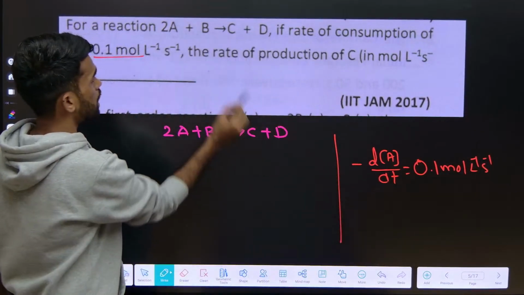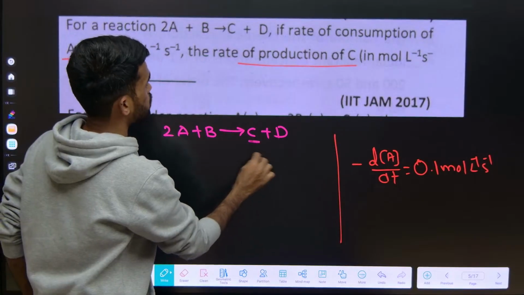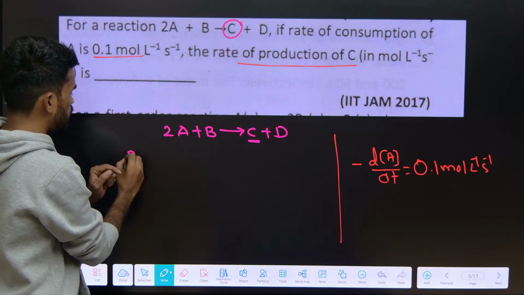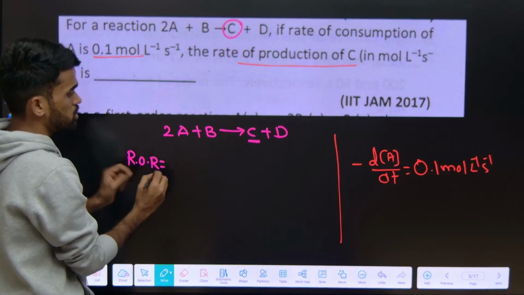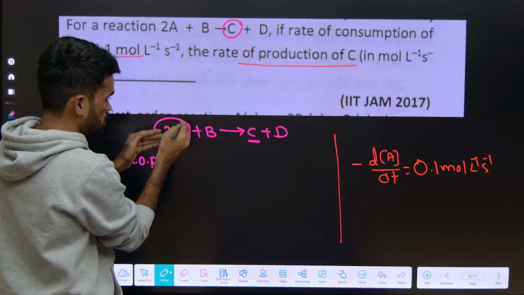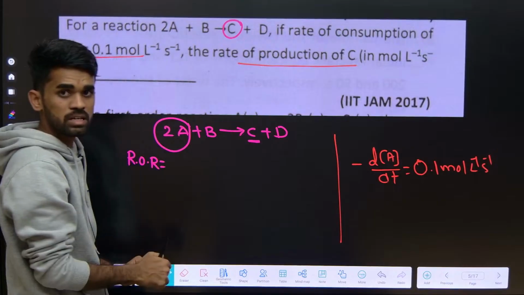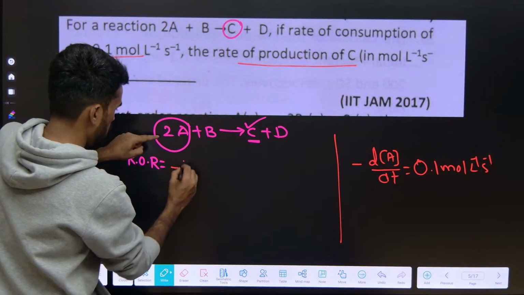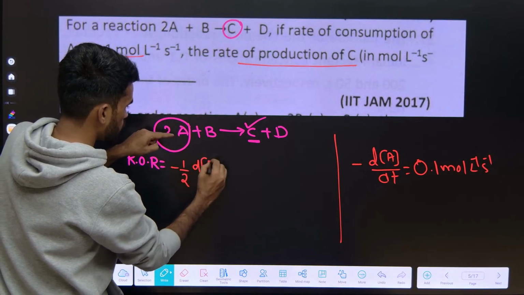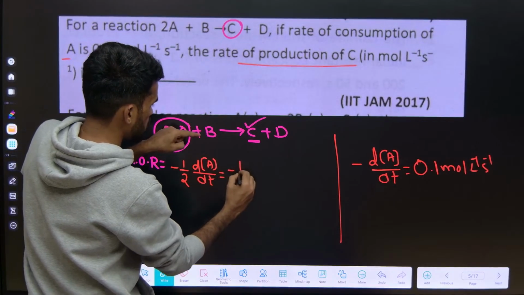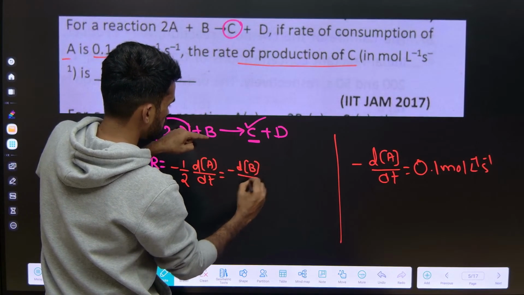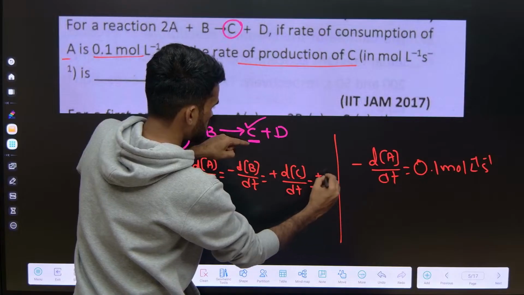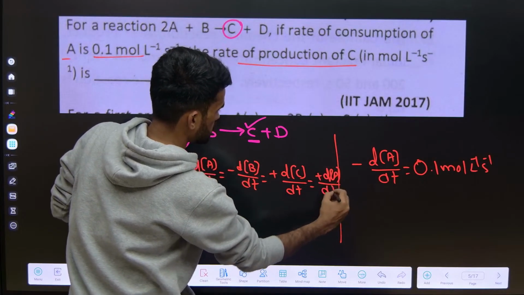Now they are asking the rate of production of C. So what is the rate of production of C as per the equation? Very simple. First of all, you need to write the rate of reaction, so that from it you will get a relation between the rate of consumption of A and the rate of formation of C. From that relation we can find the value they are asking in the question. So that is nothing but minus 1 by 2 dA by dt equals minus dB by dt equals plus dC by dt equals plus dD by dt. That's it.